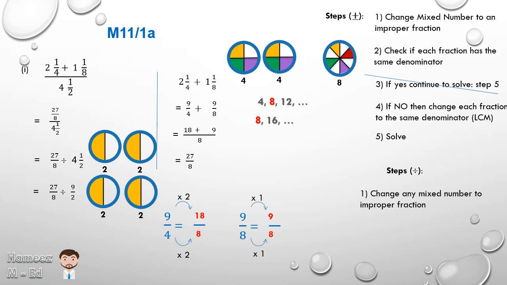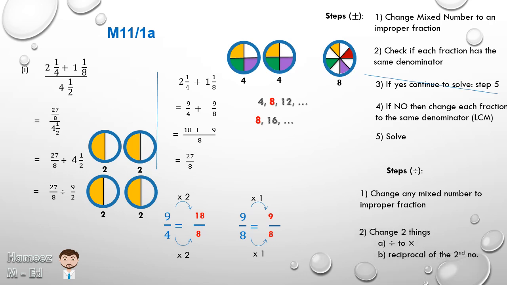Please note that we try to write the equal sign. Under the equal sign, we write the 27 over 8 underneath that. And we try to write vertically downwards in order to show a good flow in your mathematical model, in your solution. So 27 over 8 divided by 9 over 2. What are the steps for division of fractions now?